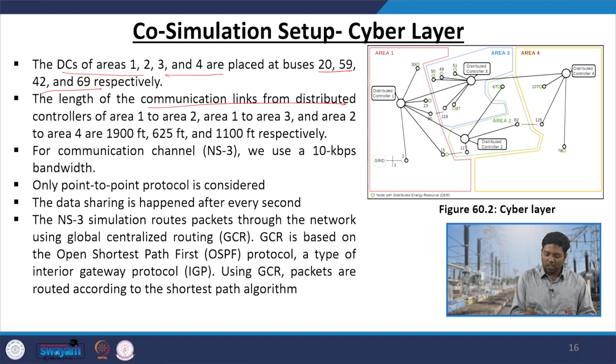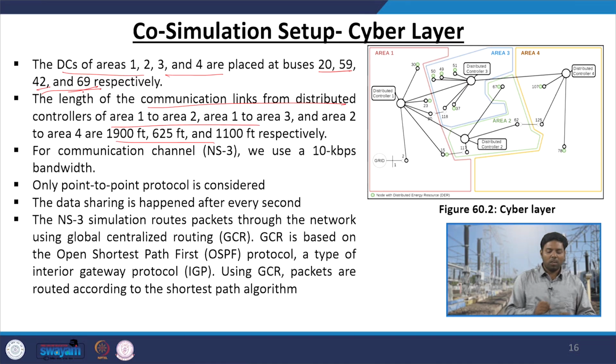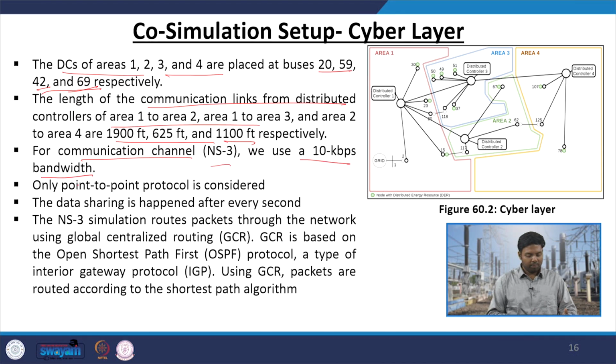The length of the communication lines has been calculated with the help of the electrical distance, the power line distance between the two nodes where these controllers are placed. The communication medium is modeled in NS3 and has a data bandwidth of 10 kbps. Point-to-point connection, optical fiber and PLC connection, that means the wired connection, is simulated in this case study. The data sharing happens after every second. Every second we are sharing the data.